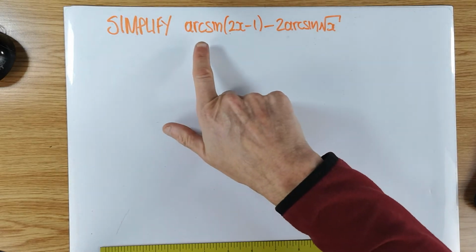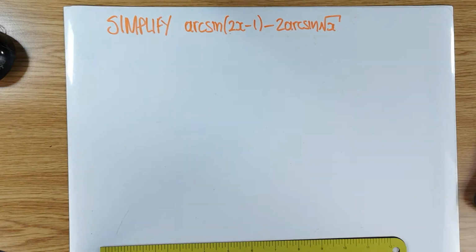Today we're going to simplify the arcsine of 2x minus 1 minus 2 lots of the arcsine of the square root of x. So what does simplify mean? Well, we'll see. We haven't got a clue at the moment what we're looking for. So let's get going with standard routines.